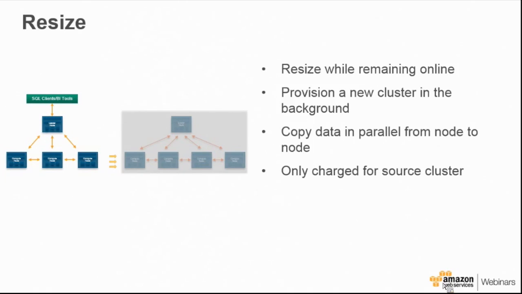So the resize operation happens behind the scenes, and the cluster remains online while you're resizing. We provision a new cluster in the background with the configuration that is required. So in this particular example, we're going from 3 nodes to 4 nodes. So the data needs to get distributed across 4 nodes now. So what we do behind the scenes is we provision the new cluster, we move data in parallel from the source compute nodes to the destination compute nodes and redistribute the data. So all of this is transparent to you.